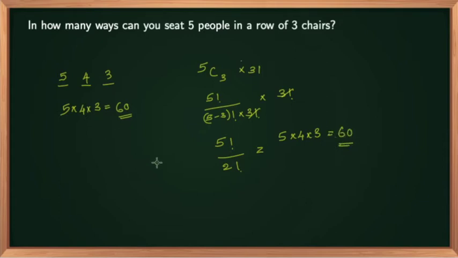Now using the permutation formula, you can directly do it because we are arranging 3 people from 5 people. So that is 5P3 itself, which is equal to 5 factorial divided by (5 minus 3) factorial, which will also give the same result, which is 60.